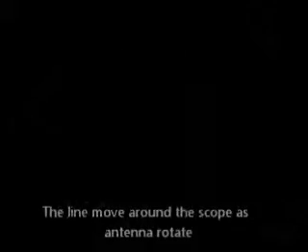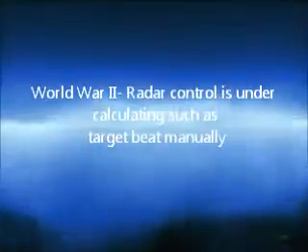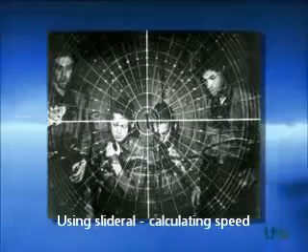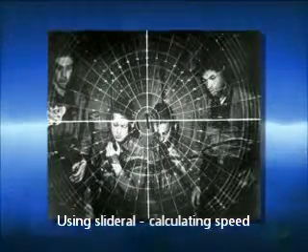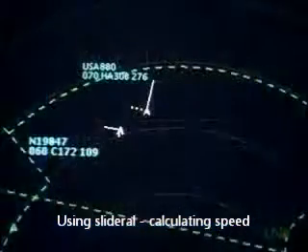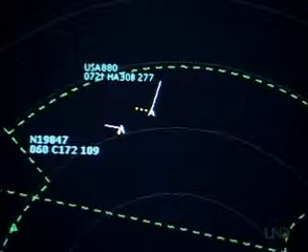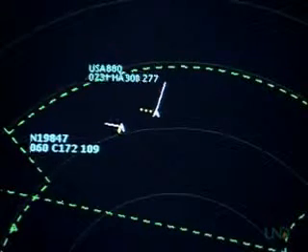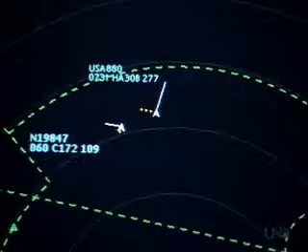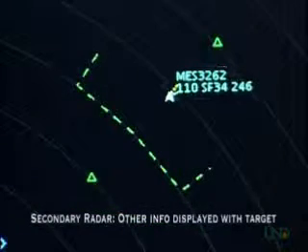antenna rotates. In World War II, radar controllers had to calculate things such as target speeds manually, by using a grease pencil to mark the position of a target as it changed with each sweep of the radar, and then using a slide rule to calculate its speed. Today, air traffic control computers automatically calculate a target's ground speed and display it to controllers. This and other information displayed, along with the primary radar return, is called secondary radar.